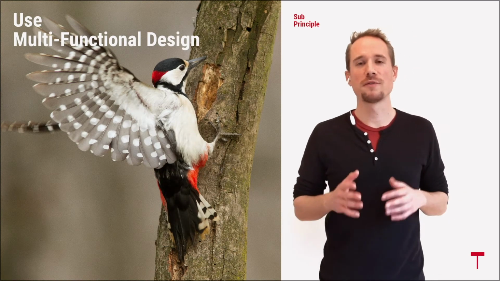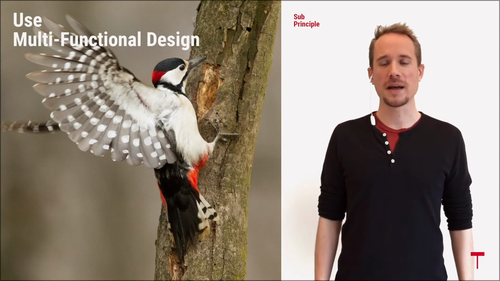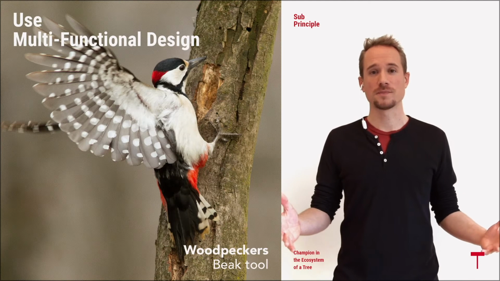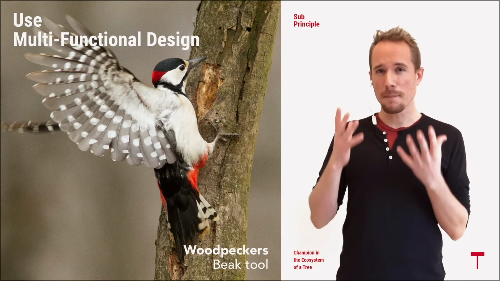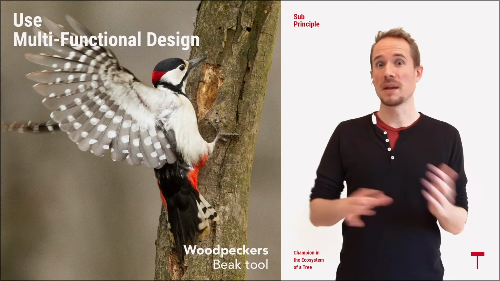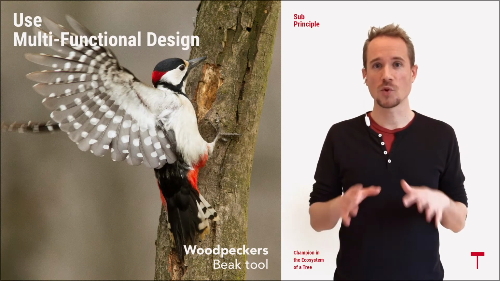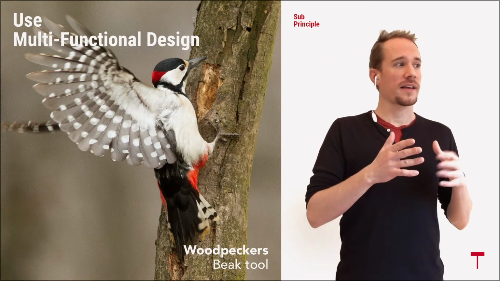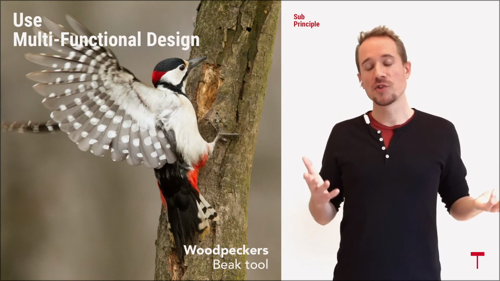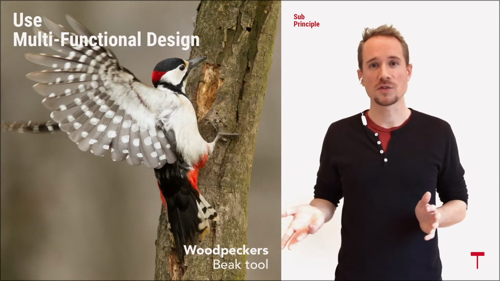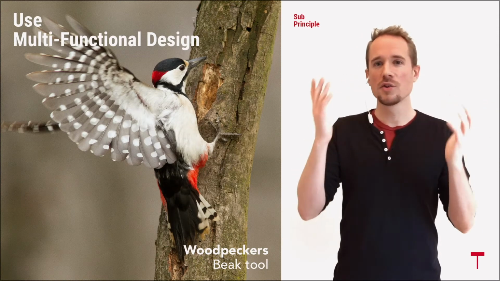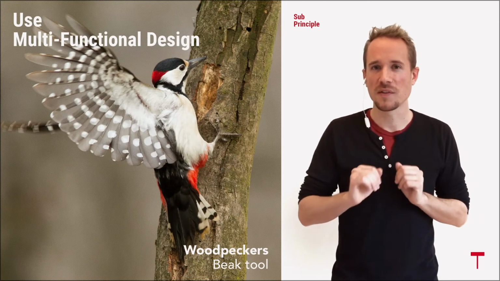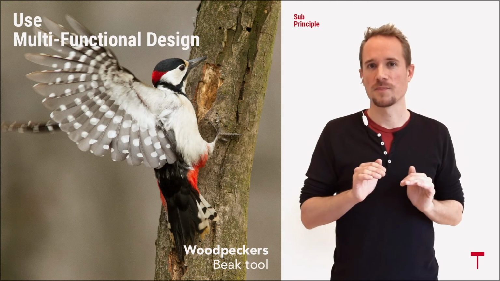Use multifunctional design. And our example for this principle in nature are woodpeckers and their amazing beak that they can use for many different things. So woodpeckers are birds that can stay in temperate regions over the winter. So they can stay in the cold winter in Europe, for instance, and they can always find little animals that they can eat, little insects, for instance. How do they do that?